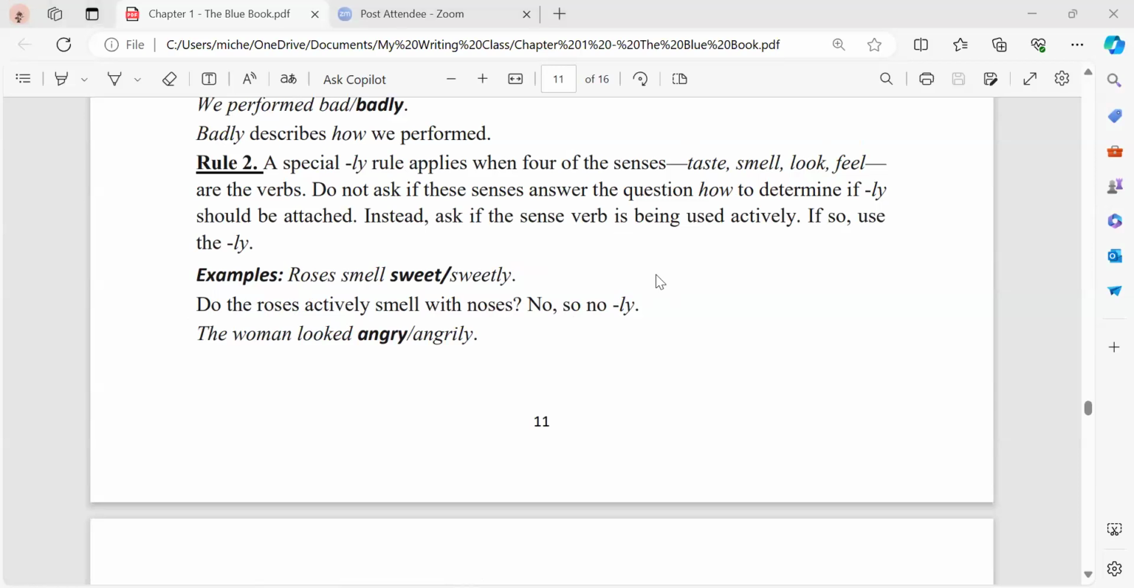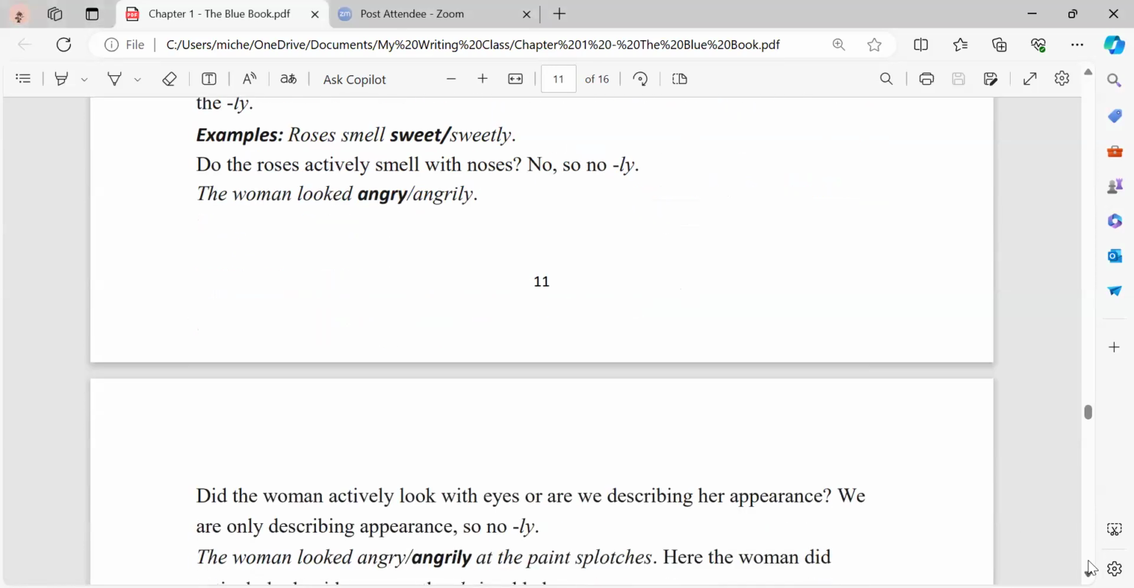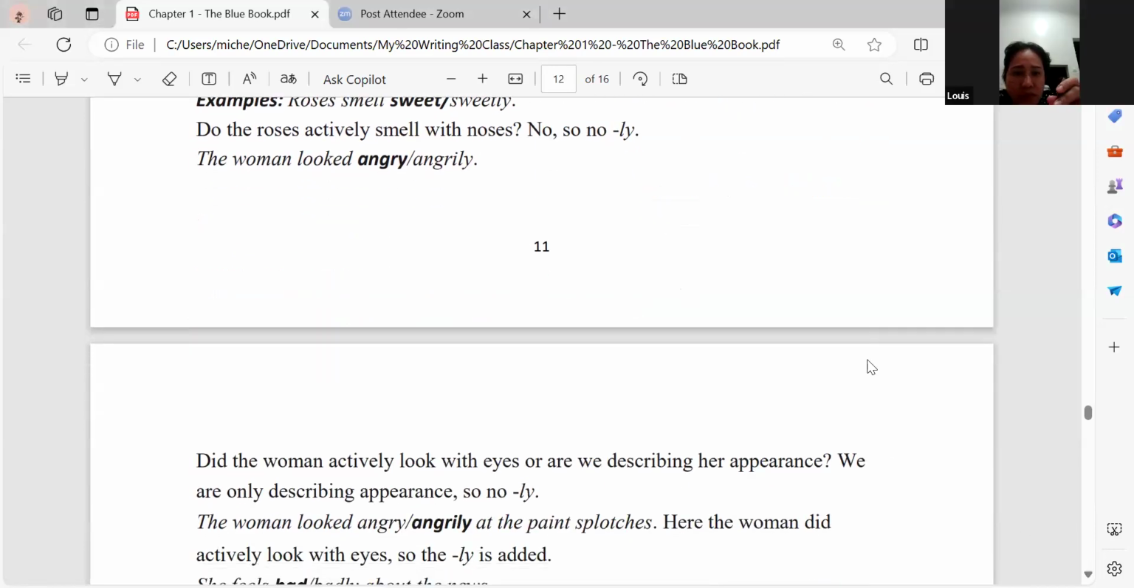This is a note to self. If the sense verb is being used actively, we use the ly. But if it's not, then do not use it. So roses smell sweet. We just describe that the roses smell sweet. It is not actively smelling, and also there is no ly at the back.